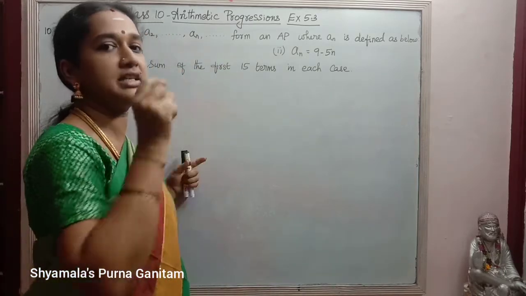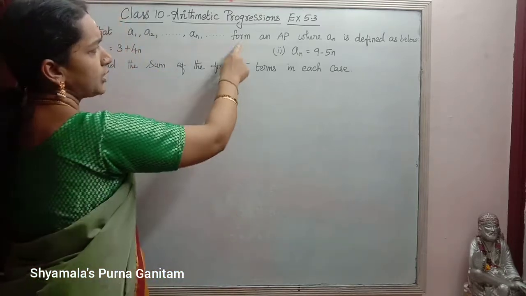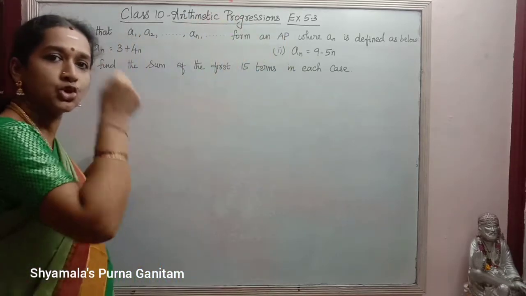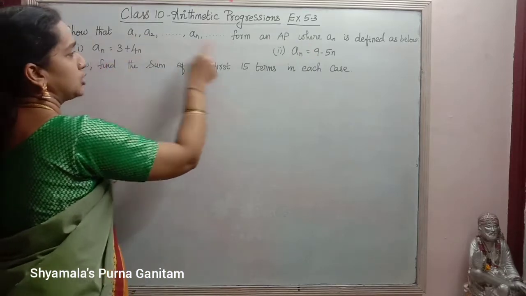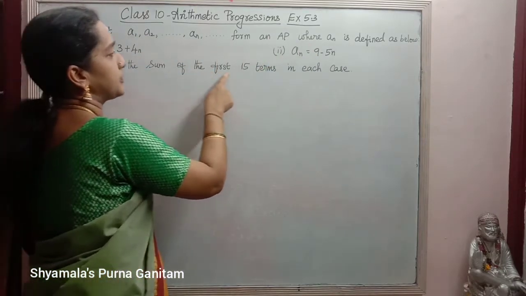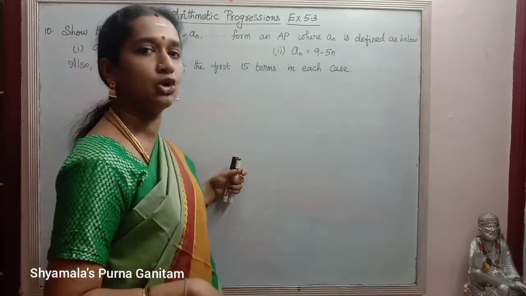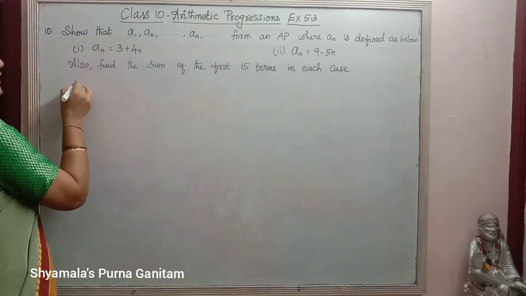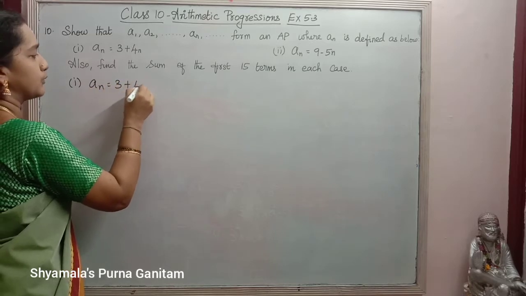AN is given. We are asked to show that A1, A2, AN form an AP where AN is defined. So, two sums are given. Then also find the sum of the first 15 terms in each case. So, yes, 15 also we are asked to find. Okay, so the first sum is AN is equal to 3 plus 4n.